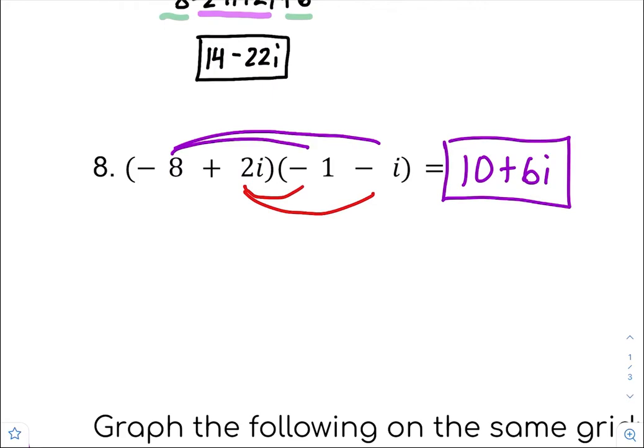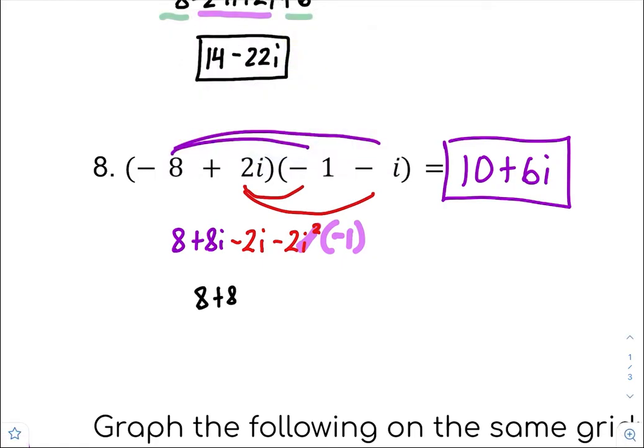Negative 8 times negative 1 is 8. Negative 8 times negative i is plus 8i. And then the red, 2i times negative 1 is negative 2i. And 2i times negative i is negative 2i to the second power. The i to the second becomes negative 1.